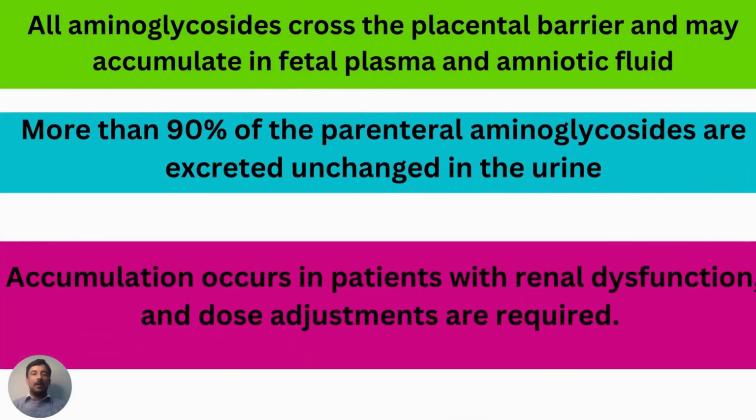Now, all aminoglycosides cross the placental barrier and may accumulate in the fetal plasma and amniotic fluid. So please remember this. More than 90% of the parenteral aminoglycosides are excreted unchanged in the urine, and accumulation occurs in patients with renal dysfunction, and dose adjustment is required. So aminoglycosides are nephrotoxic drugs, so we need dose adjustment in renal patients.